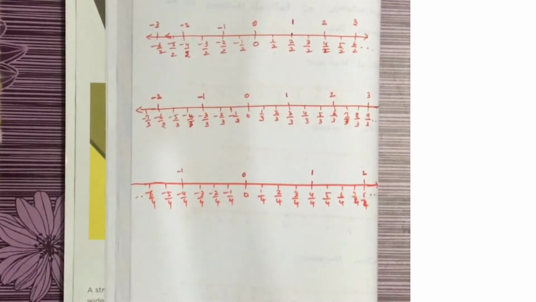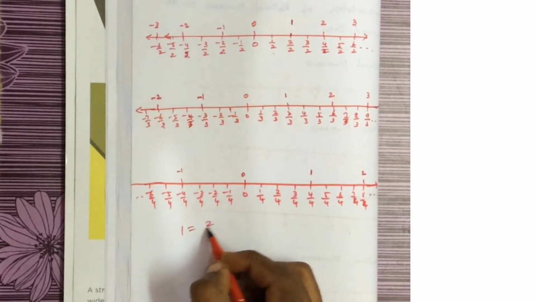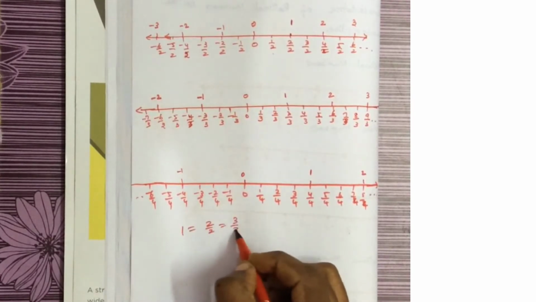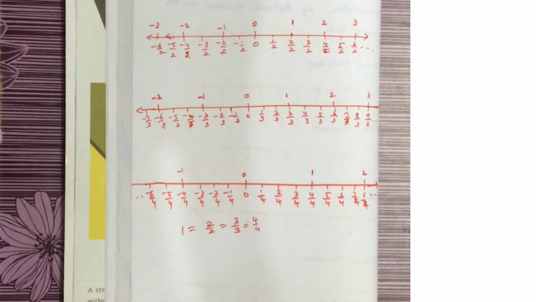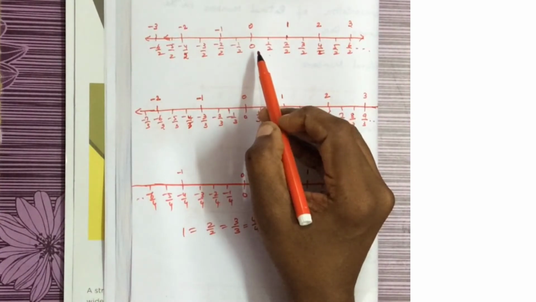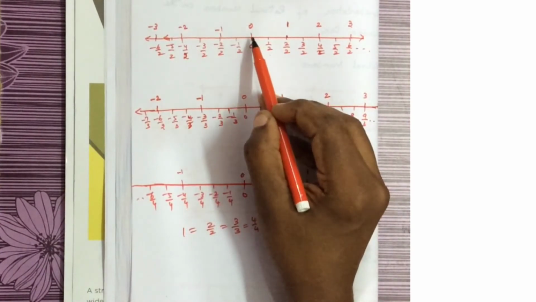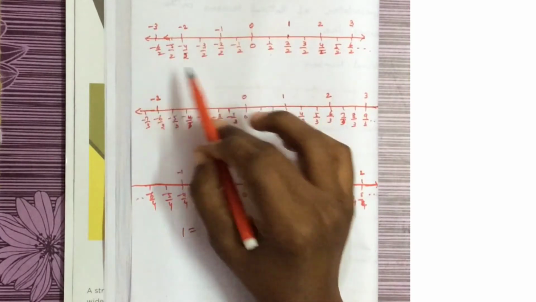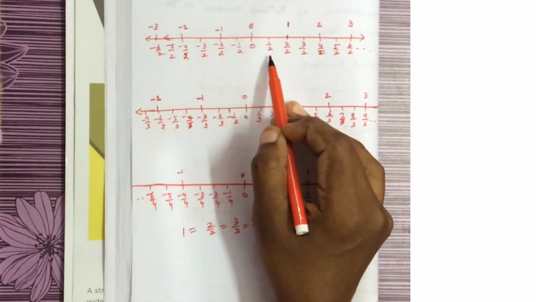There are many ways of representing the same number. One is represented as 2 by 2 or 3 by 3 or 4 by 4. Okay. So there are many ways of representing the same number. Here you can see, if the question is how many numbers exist between 0 and 1, if you see this number line, you may think that there is only 1, that is 1 by 2.